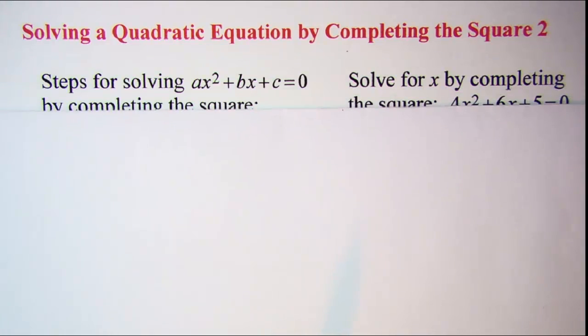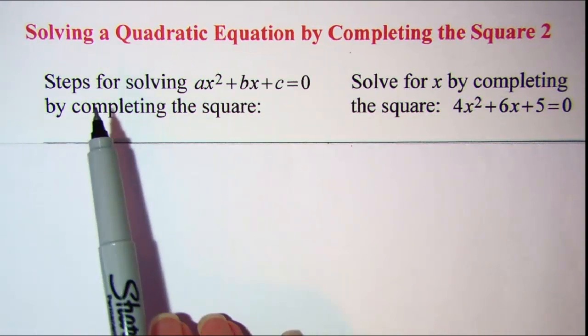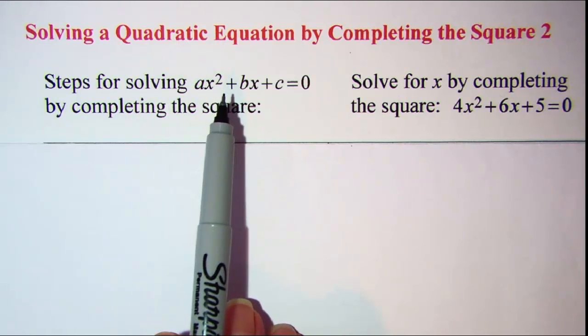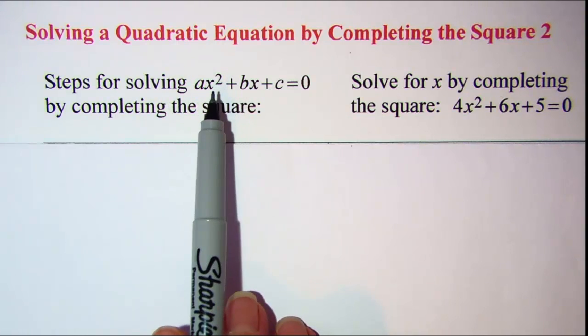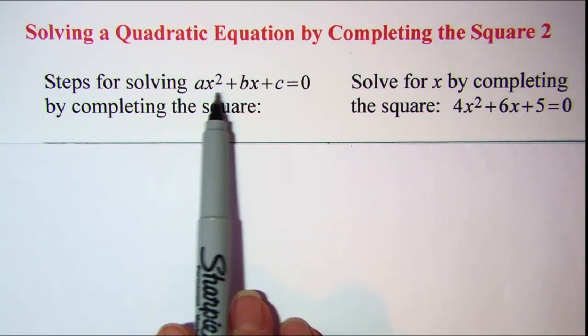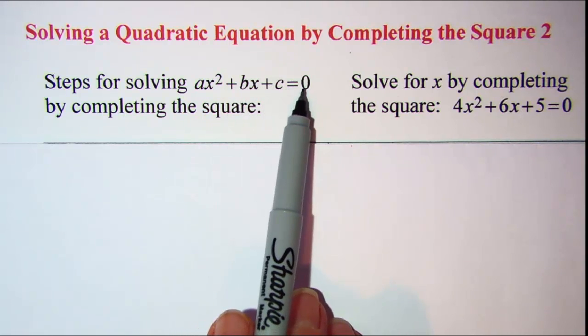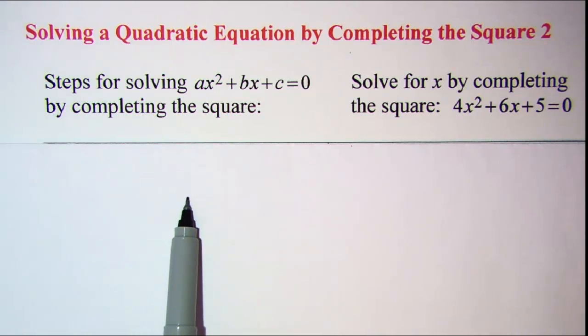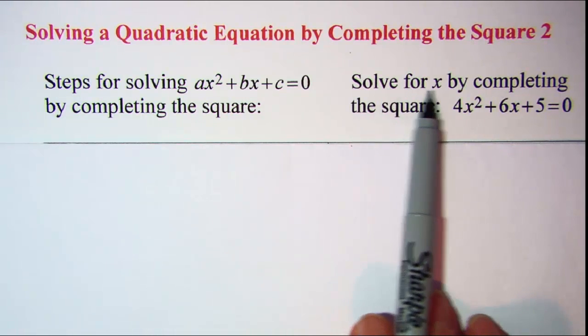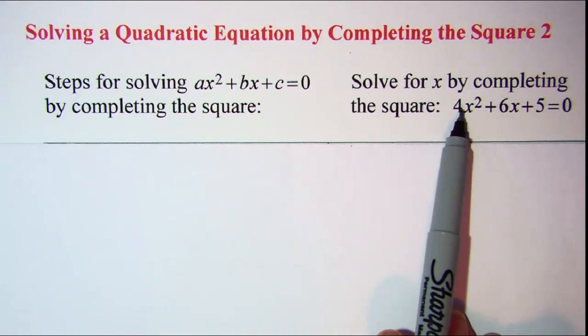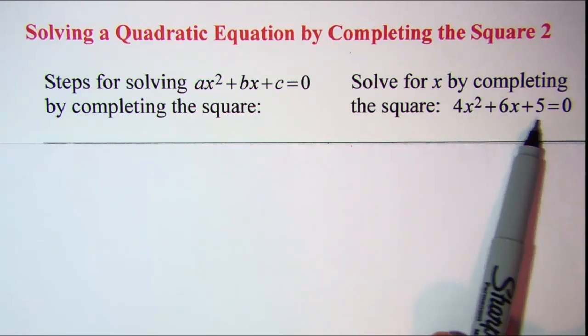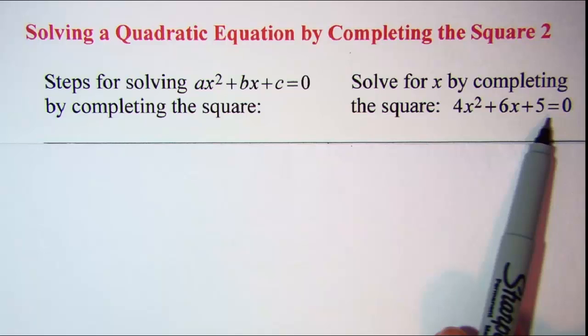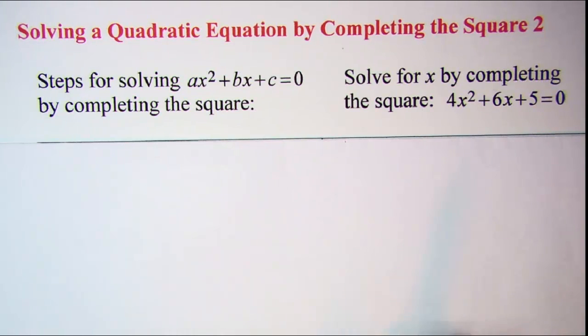In this video, we'll be solving a quadratic equation by completing the square. Now what I'll do is I'll show the steps for solving the standard quadratic equation ax squared plus bx plus c equals 0. I'll show those steps on the left, and then we'll actually work a problem. We'll solve for x by completing the square for this equation, 4x squared plus 6x plus 5 equals 0. And I'll show those steps on the right.